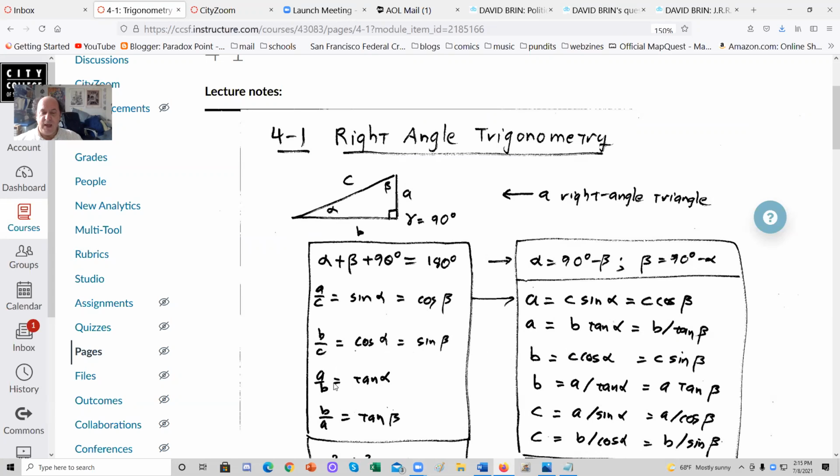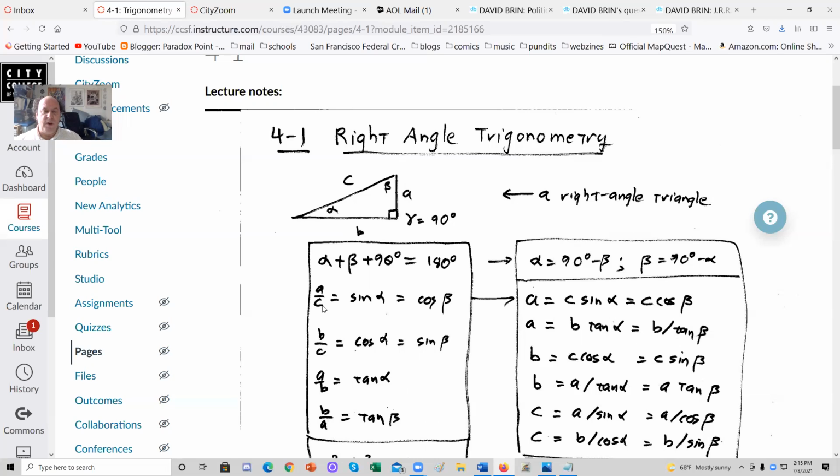A over B is tangent alpha. Transposing the B, you get A is B tan alpha. If you transpose the B and then divide by tan alpha, you get B equals A over tan alpha. B over A equals tan beta. Therefore, transposing A, B equals A tan beta here. And retransposing, A equals B over tan beta.